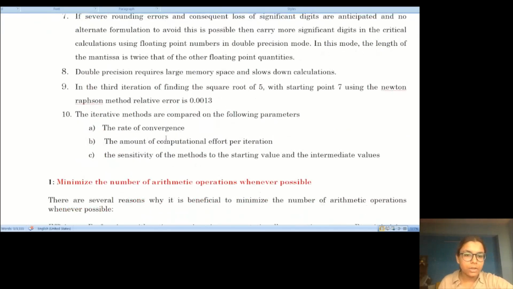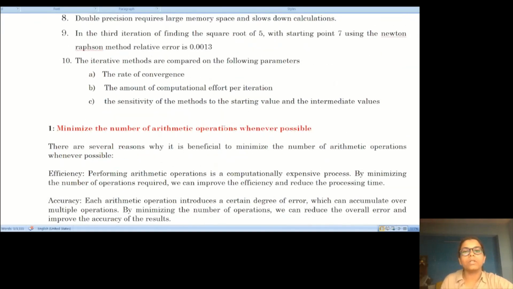The first statement is: minimize the number of arithmetic operations whenever possible. Now, if we minimize the number of arithmetic operations, you can have more efficient programs. If you have fewer operations, the processing time would also be low, and with that we can increase our efficiency, so the program would be more efficient.